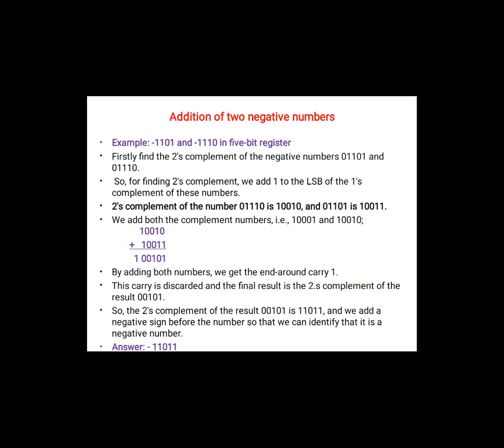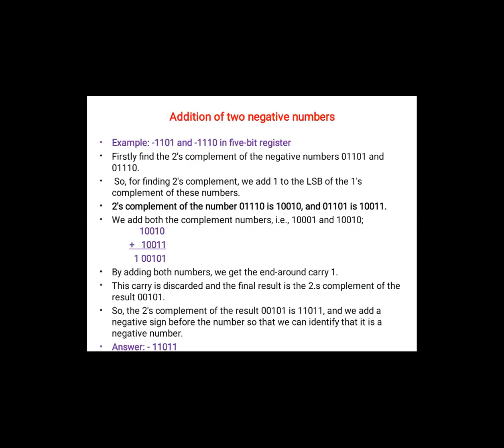So let us take the example: -1101 and you are adding -1110 in a 5-bit register. Since it is a 5-bit register, on the MSB side of both the numbers, you will add a 0. आगे एक एक 0 लगाना है. So you find out the 2's complement of both the negative numbers.